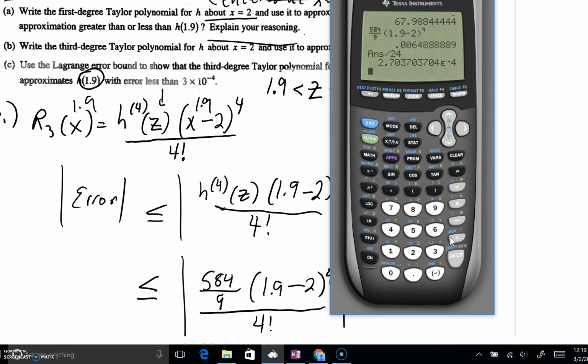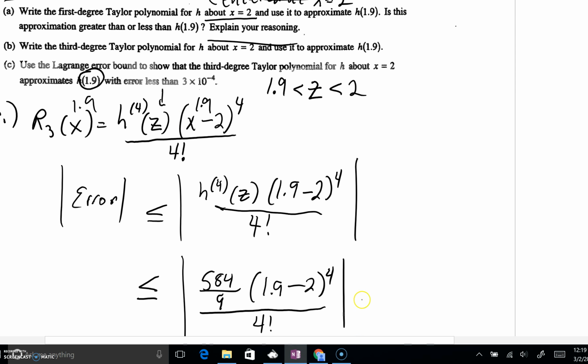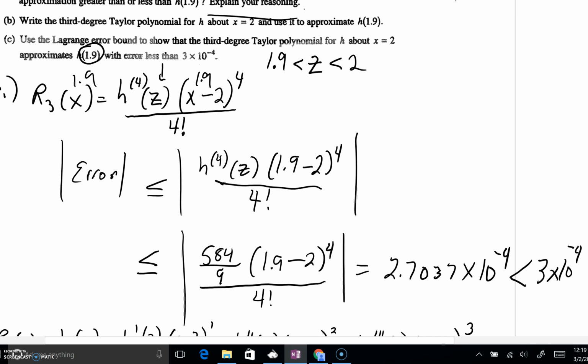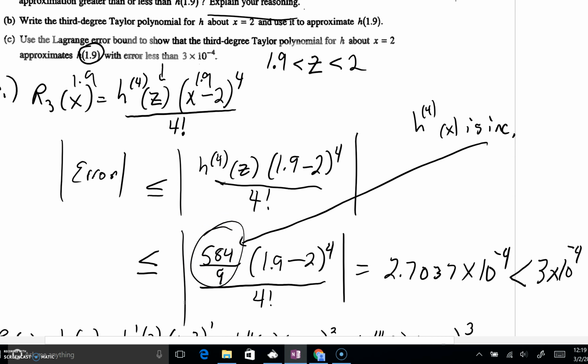2.7037 times 10 to the negative fourth. That's the maximum error you can have, but that's less than 3 times 10 to the negative fourth. You've just shown that your error is less than what has been asked for. It's important to comment that h fourth derivative of x is increasing. Again, that's why we deal with this worst case scenario. We'd like for our derivative there to be as large as possible.